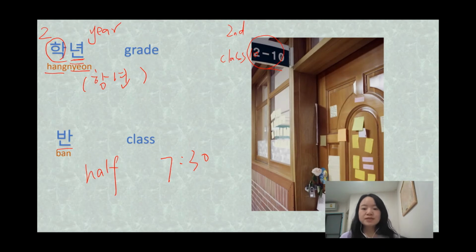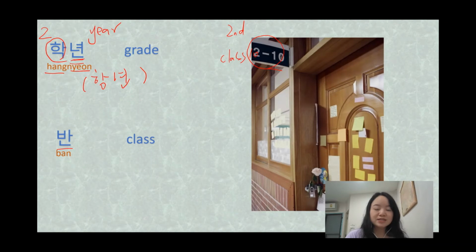Okay, but here today, the meaning is class. So like here, it's class 10. So you can say 10반. So this class, we can read it as 2학년 10반. Okay, so what other numbers we're gonna use in school?